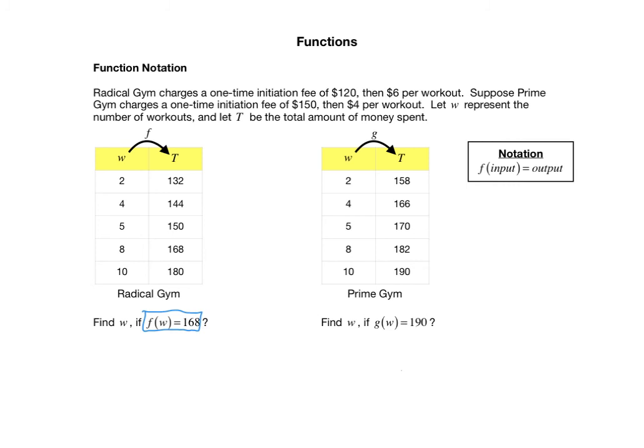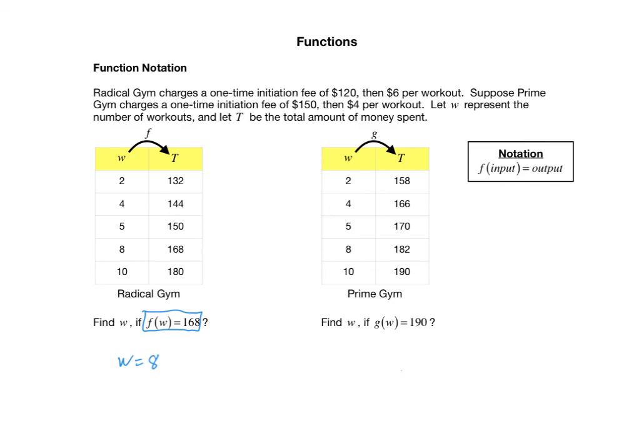Now, there is a technical way to do this that we will do in the near future, but for now, notice that I included the numerical representation of the input-output rule, and that $168 is actually one of the dollar amounts over here. So the question is, find the number of workouts that has $168 total associated with it. Well, $168 goes with 8 workouts. And again, we're looking at this table, not this table, because f is telling us we're working with Radical Gym. So our answer here is w equals 8. And again, what that means is if you work out 8 times, then that will have cost you a total of $168 at Radical Gym.